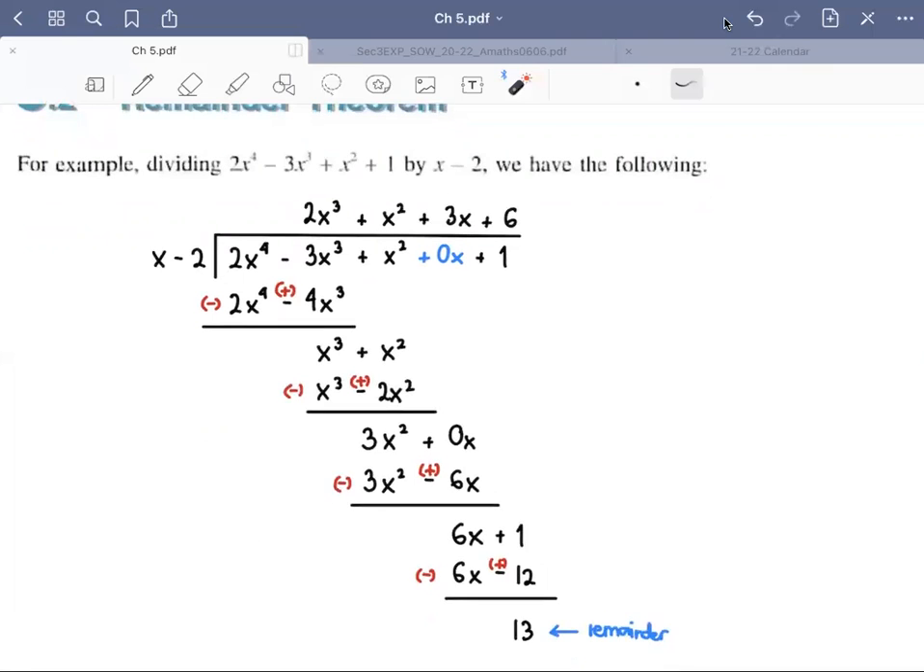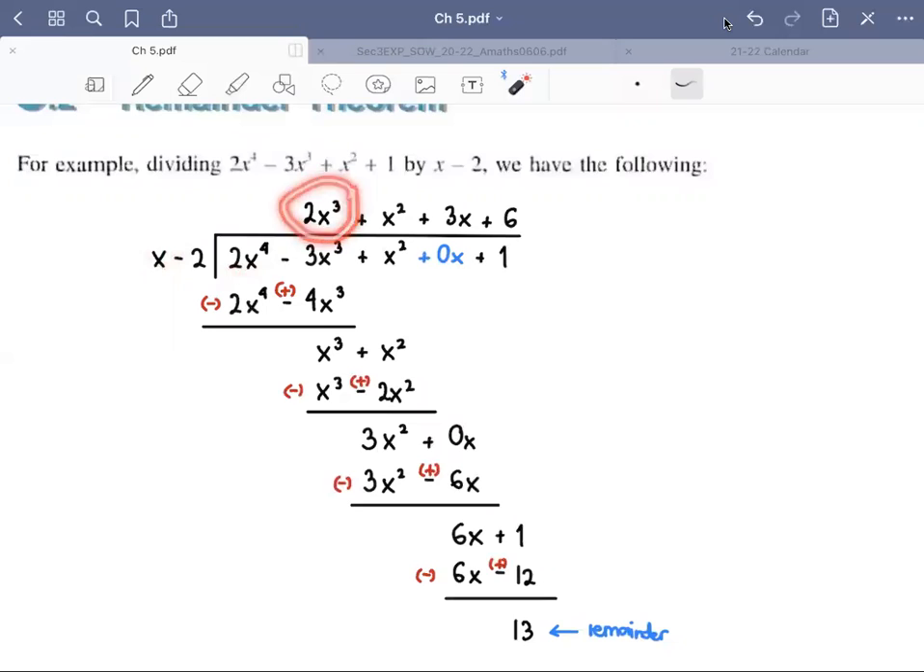Basically, we are dividing 2x to the power of 4 minus 3x cubed plus x squared plus 1 by x minus 2. That's why this is inside, and this is your divisor, right? So how do we divide polynomials? Okay, so basically, you divide this by x. All right. So 2x raised to 4, divided by x. What will you get? So it's 2x cubed.